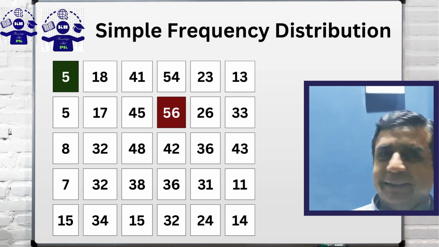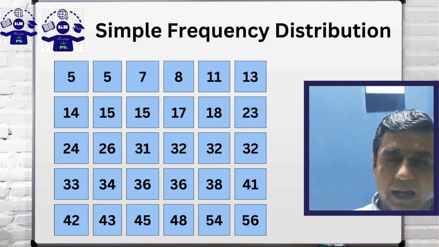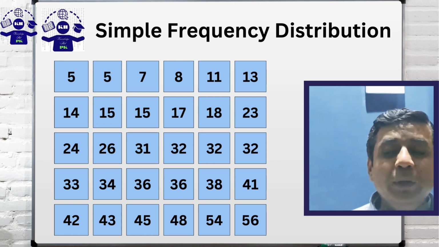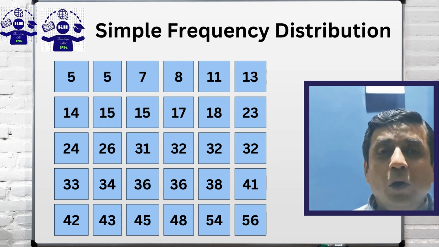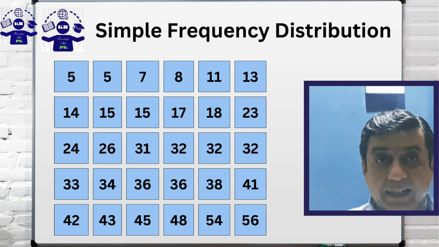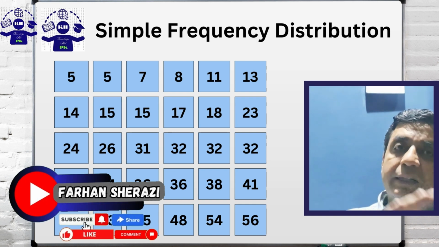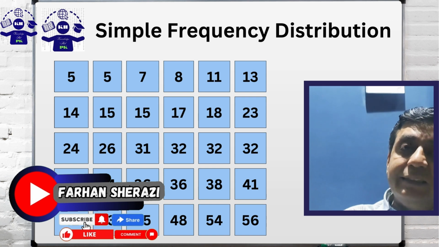Now just look at it. What I have done is I have organized the data in ascending order. And while doing so, I have placed all the data elements in ascending order, irrespective of whether some data element is repeating itself or not.